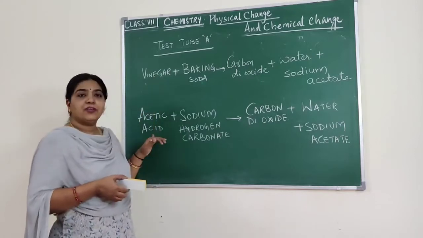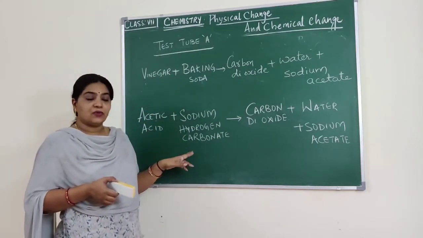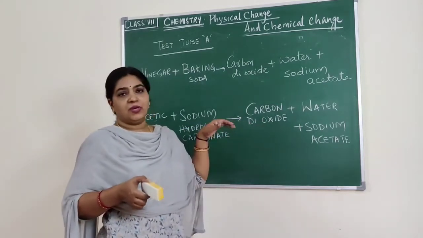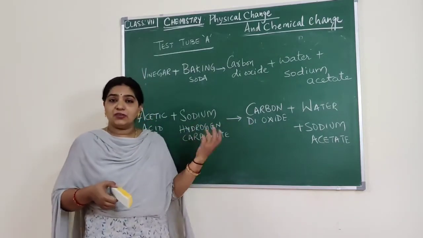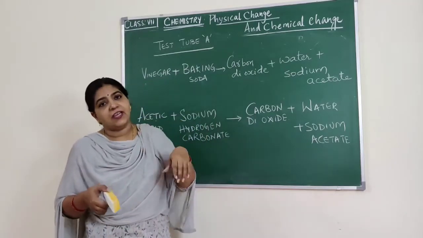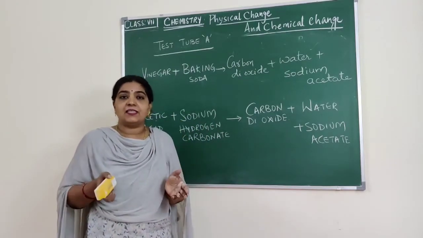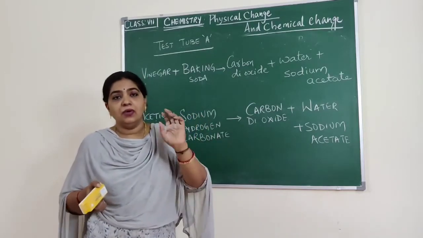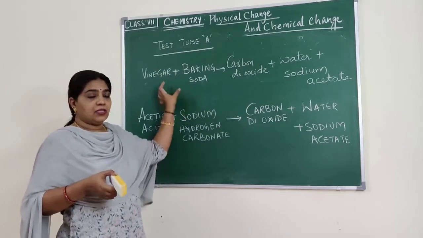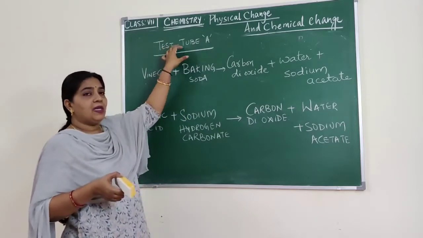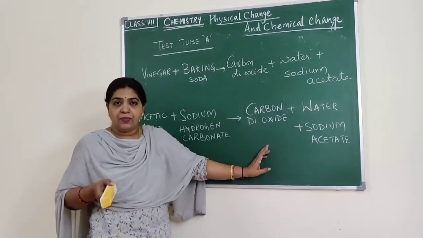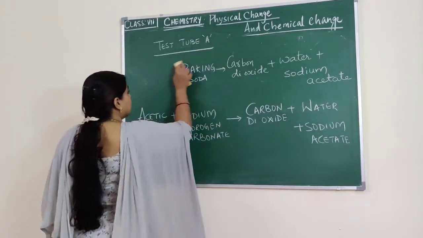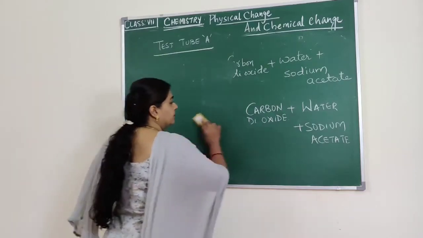Same thing. Vinegar, otherwise called acetic acid, baking soda, otherwise called sodium hydrogen carbonate, releasing carbon dioxide, water and sodium acetate. Now the gas which is released, how to know it is carbon dioxide? For that only we are testing it by passing the carbon dioxide to lime water. So whatever carbon dioxide was released in test tube A, we pass that to test tube B. The test tube B contains what? Lime water.